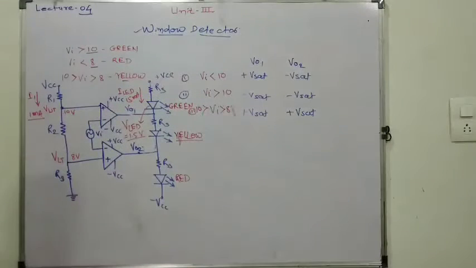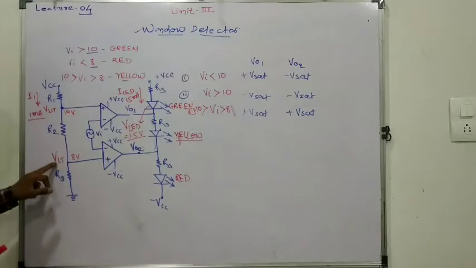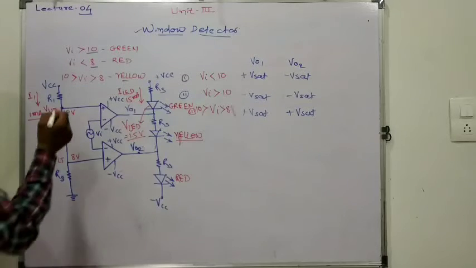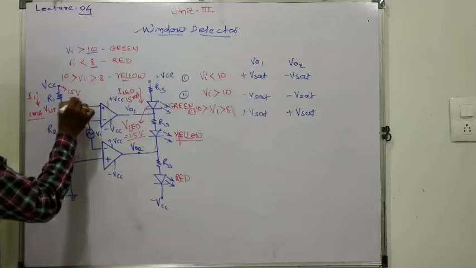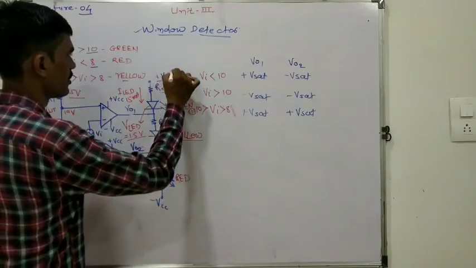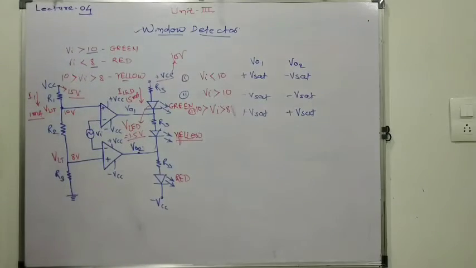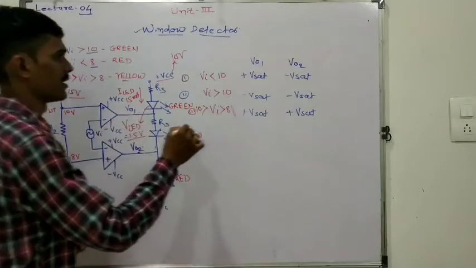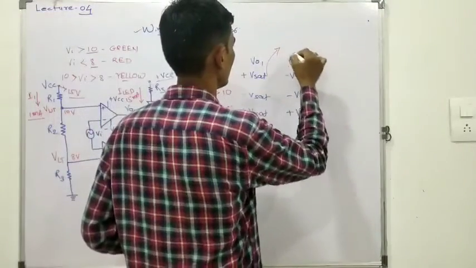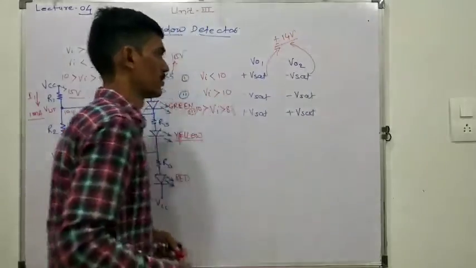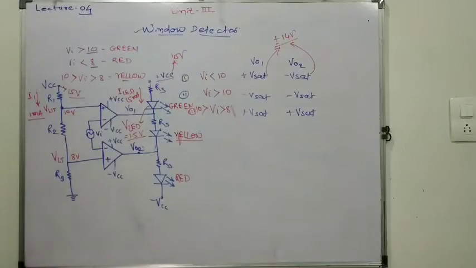To solve the problem, we are considering VUT is equal to 10 volt, VLT is equal to 8 volt, VCC is equal to 15 volt. This voltage must be 15 volt. Now again this VCC is also 15 volt. Is it right? Then Vsat is equal to plus minus 14 volt. So this is to be the assumption. This much of assumption is required during solving or designing this problem.